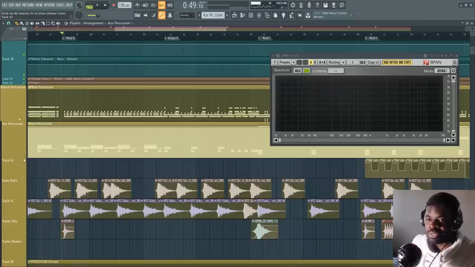Hans Zimmer's Pirates of the Caribbean score is a great example of what it takes to write percussive parts that sound amazing in orchestral music. I mean, check this out.